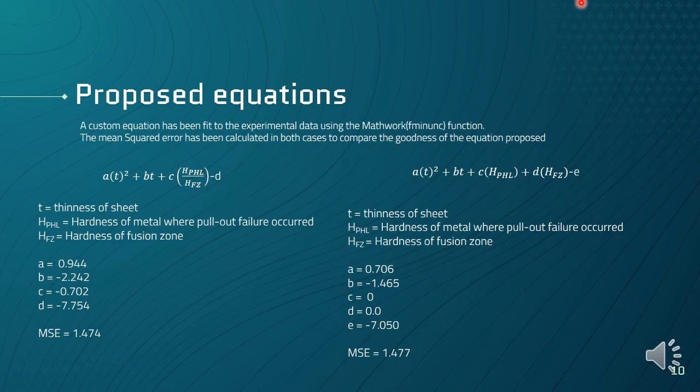In the earlier slides, the equations were for a specific material, whereas in this case, it is a general equation for all the materials. In the first case, the sheet thickness along with the ratio of hardness of metal where pull-out failure occurred and the hardness of fusion zone is taken into account, whereas in the second case, the sheet thickness along with a linear relationship of the hardness of the metal and the hardness of the fusion zone is taken into account. The first equation predicts a greater value for the critical nugget diameter than the experimental data in majority cases.